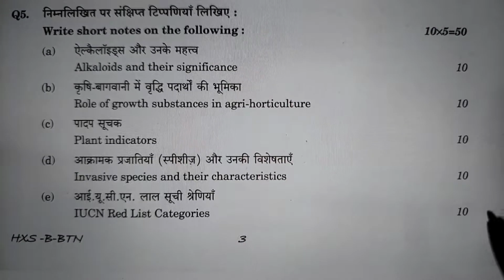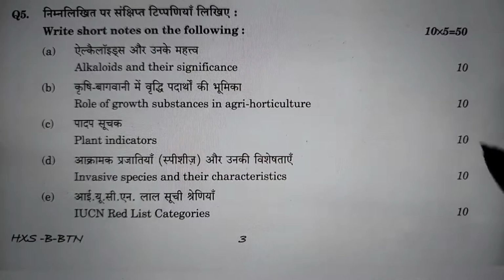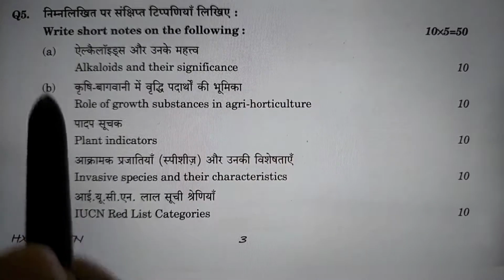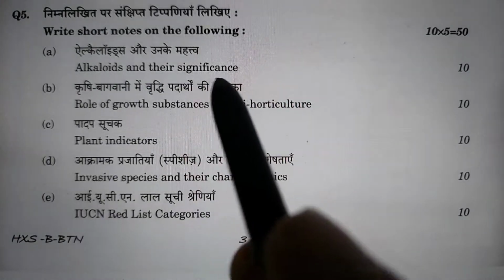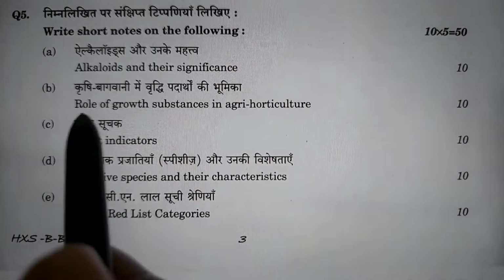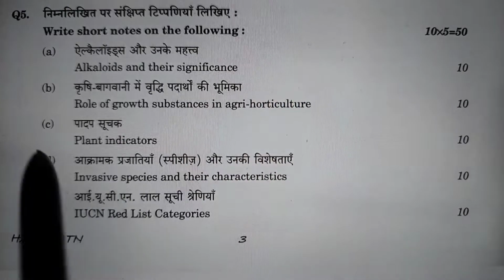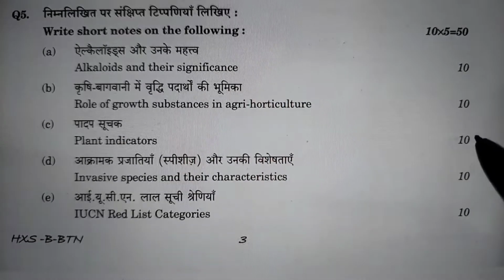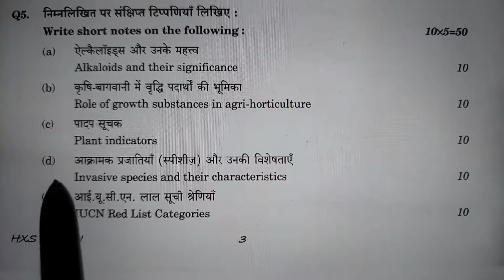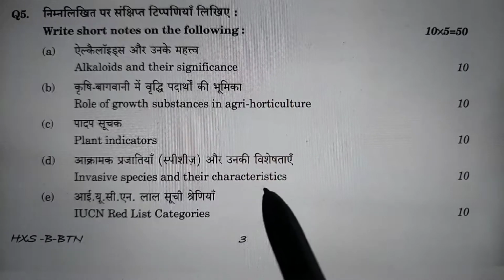This is compulsory, and this one is having 5 options, 10 marks each. Question number 5, option A, alkaloids and their significance. 10 marks. Role of growth substances in agriculture. 10 marks. Option C, plant indicators. 10 marks. Option D, invasive species and their characteristics.